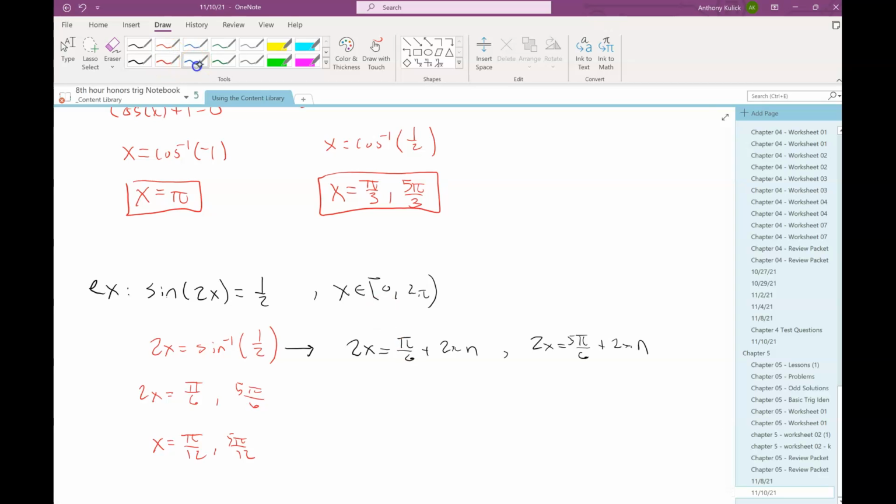And then when I divide both sides by 2, or multiply by 1/2, this becomes pi over 12, but it also applies to the 2 pi n, which becomes pi n. So now I'm getting another answer: instead of every 2 pi, it's happening every 1 pi. Oh, Mr. Kulik, you are a dastardly dude. I know.